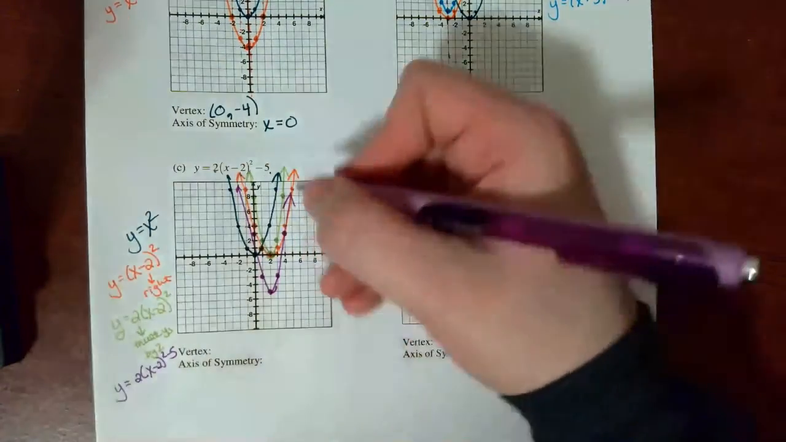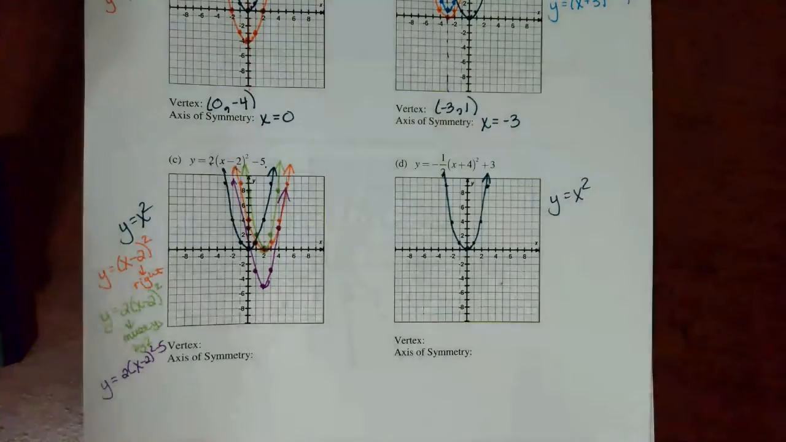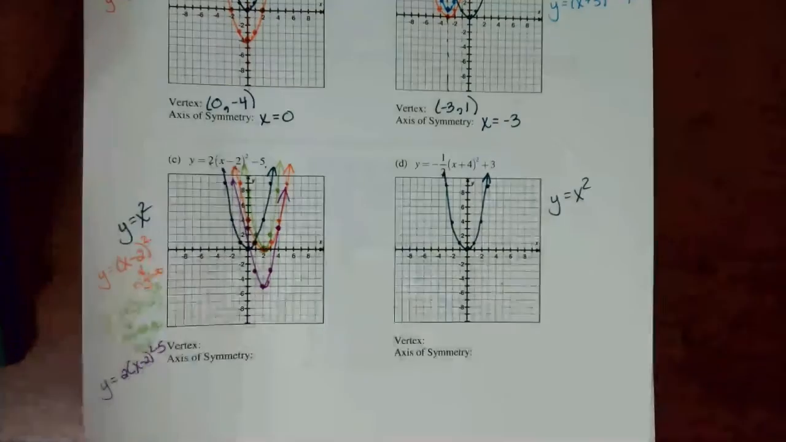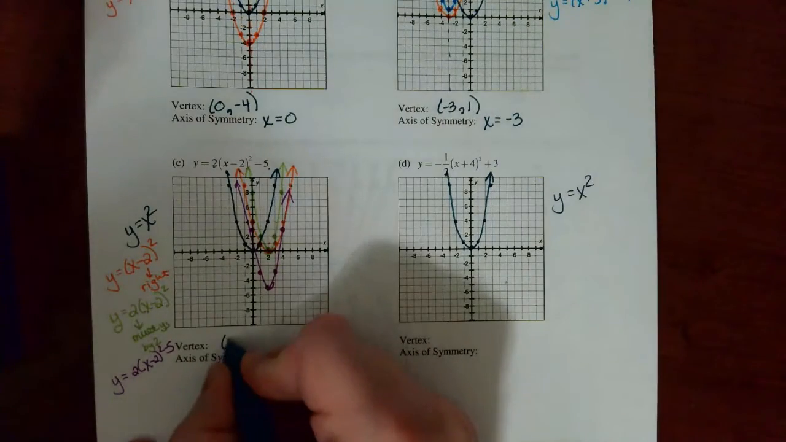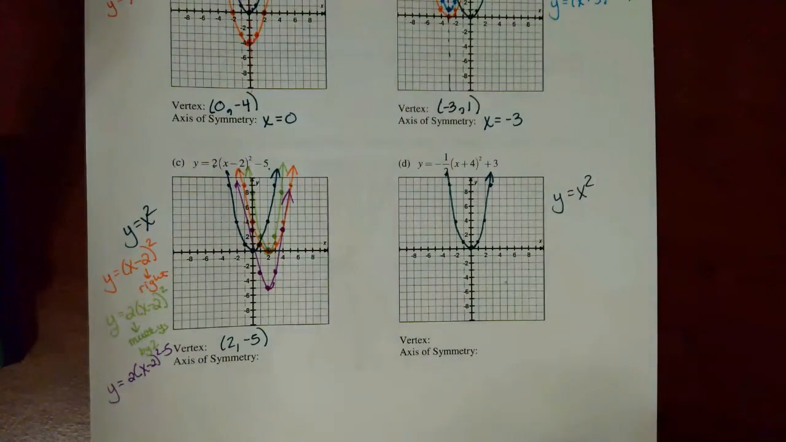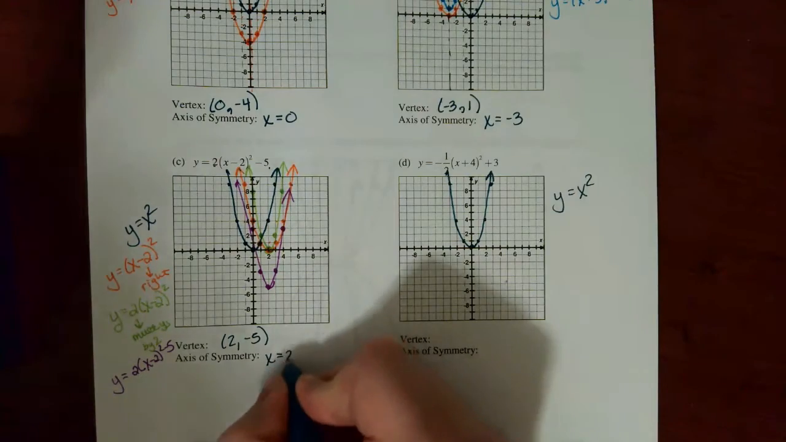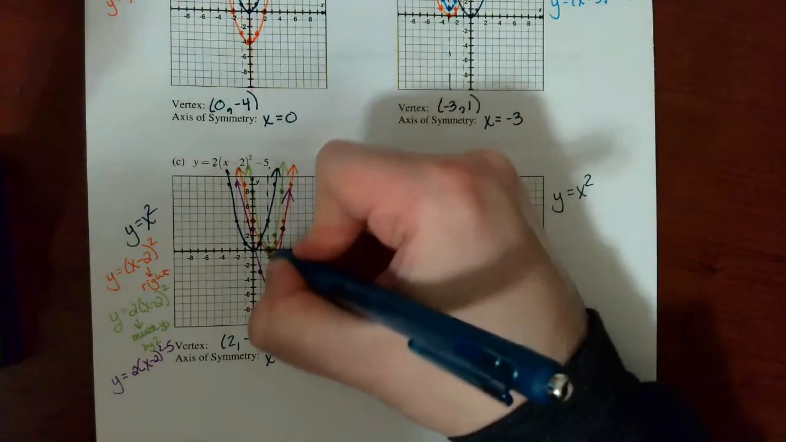This light purple one should be that final graph. Vertex is, let's see, I'm thinking 2, -5. Axis of symmetry is, I hope you didn't say 2, I hope you said x equals 2, that vertical line right over there.